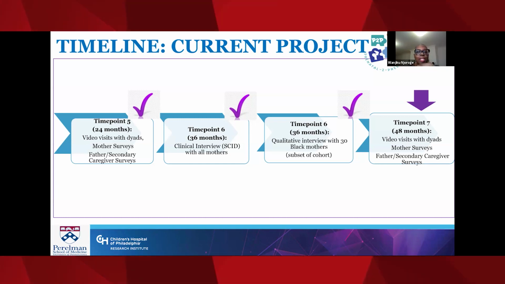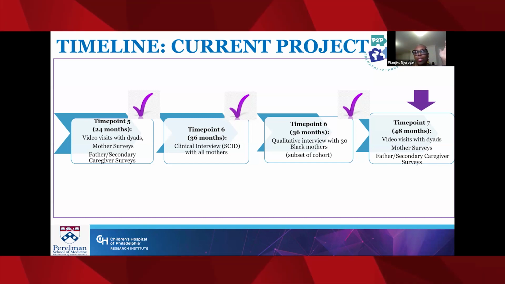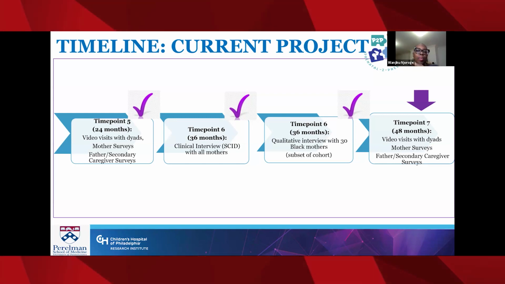At 36 months, which just has passed for us, we did clinical interviews with all the moms. We called it the Year of the Mom because we did the SCID, which is a semi-structured interview that really looks at psychiatric diagnoses using the DSM-5-TR categories. We also did a qualitative interview with a sub-cohort of Black mothers. We did it with 31 Black moms. And from those interviews, we've actually found some very interesting things.